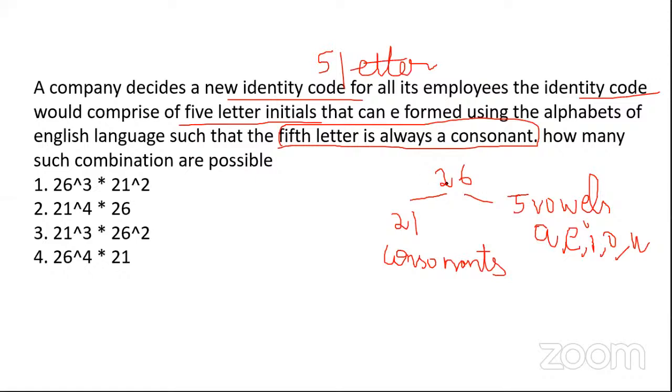Now, what you have to do is, out of 26 letters, I am choosing 4 letters. Okay. So that is how many combinations they are asking. Balance is, we have 21 consonants. Fifth letter is always should be a consonant. So 21 power 1. That is option 4 is the answer. So these many combinations we can choose the identity code. Understood? That's it.